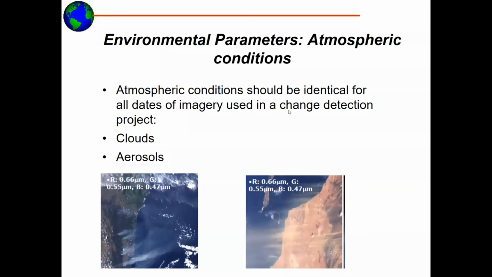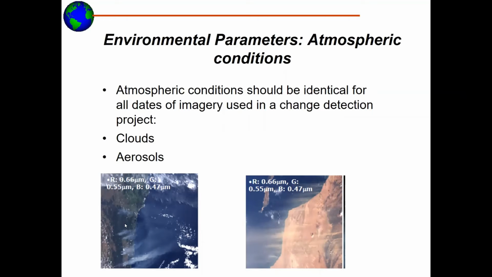So finally, we have come to the last part which needs to be considered with the environmental conditions, which is the atmosphere. The atmosphere should be identical between the two points in time for which we are doing our change detection analysis. And there are two different parts which are most important when it comes to the atmosphere. The first one of these is clouds.